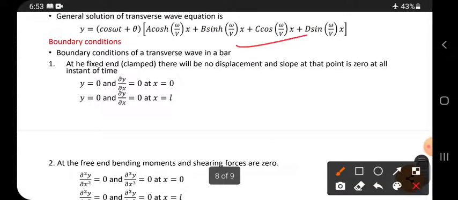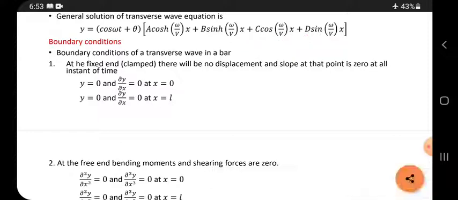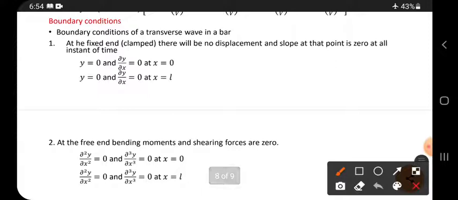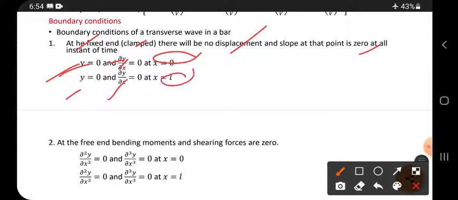Boundary conditions are important. Everywhere, boundary conditions are most important. At a fixed end, which can also be called clamped, there will be no displacement and the slope at that point is 0 at all instants of time, meaning at any time. Its displacement is 0 and slope is 0. So displacement 0 and slope 0 at x equals 0. Again displacement 0 and slope 0 at x equals L.